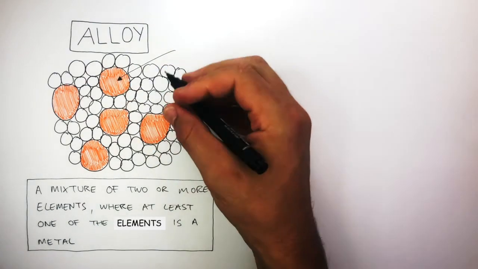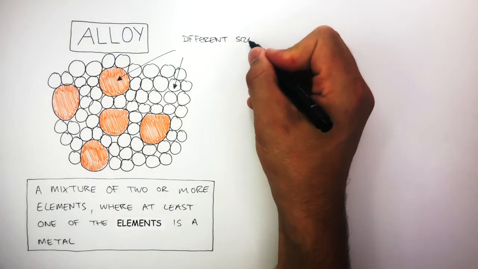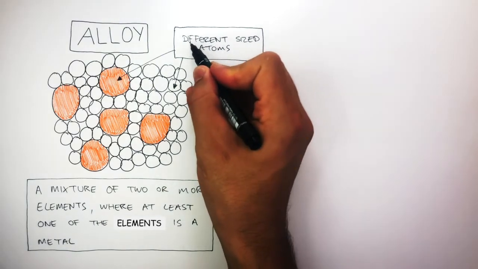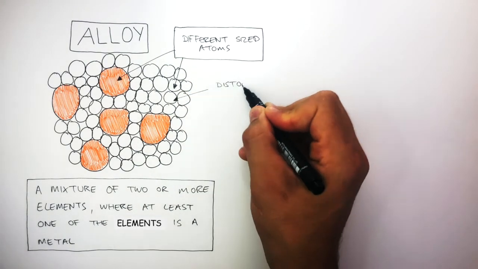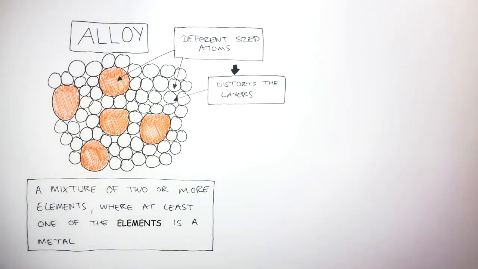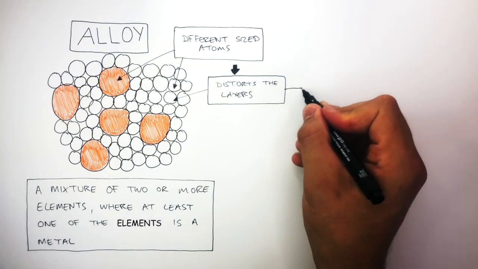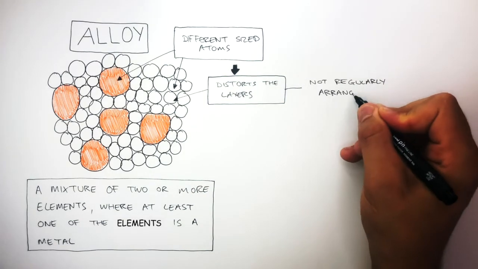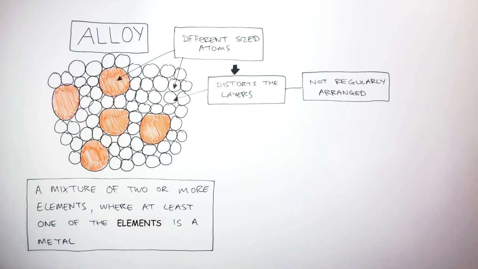The diagram shows us how there are different sized atoms, and these different sized atoms distort the layers. The different sized atoms cause the layers to be not regularly arranged like they are in pure metals.